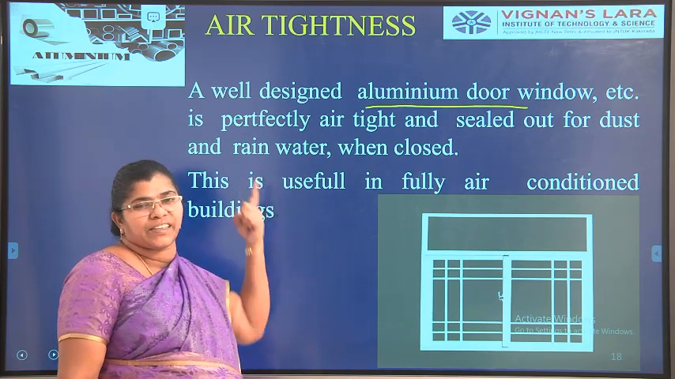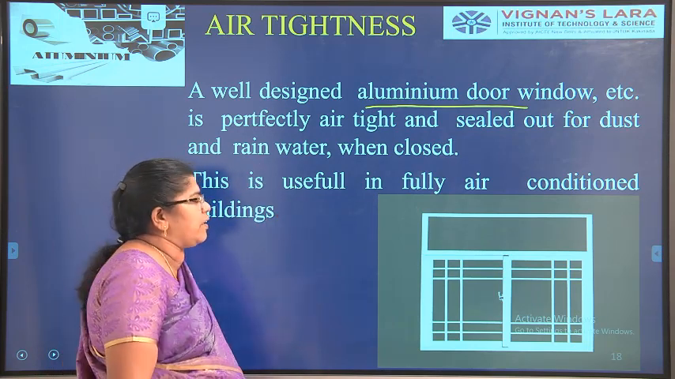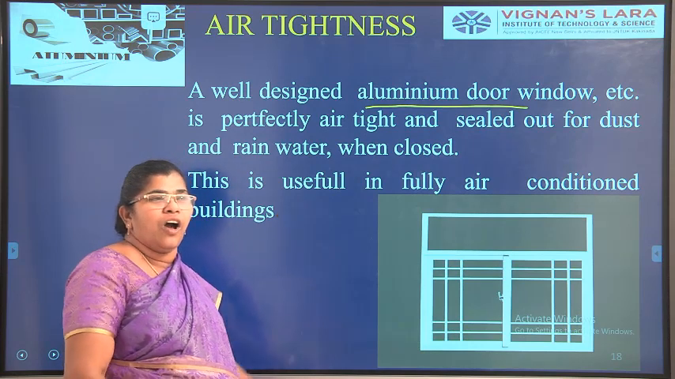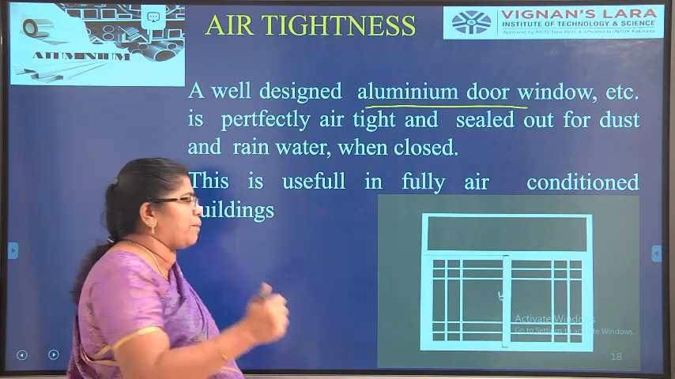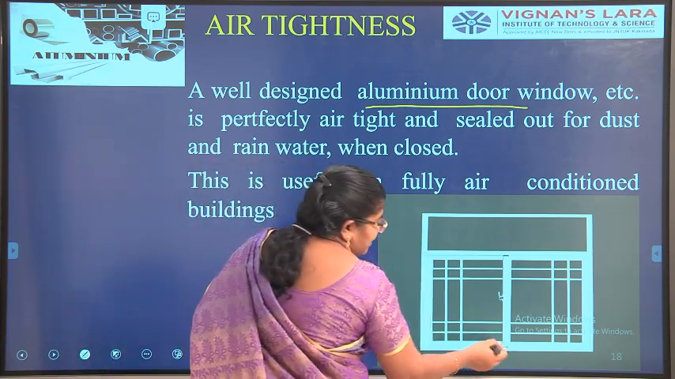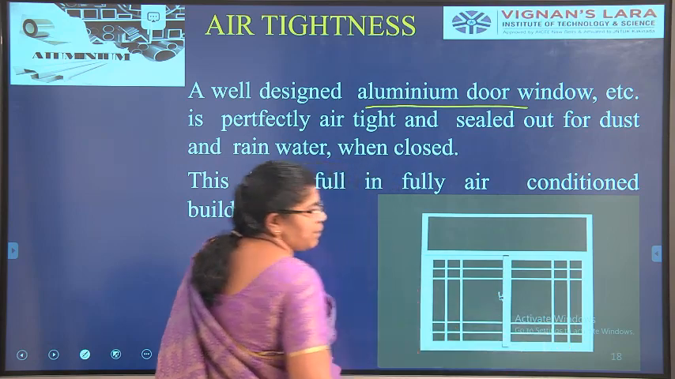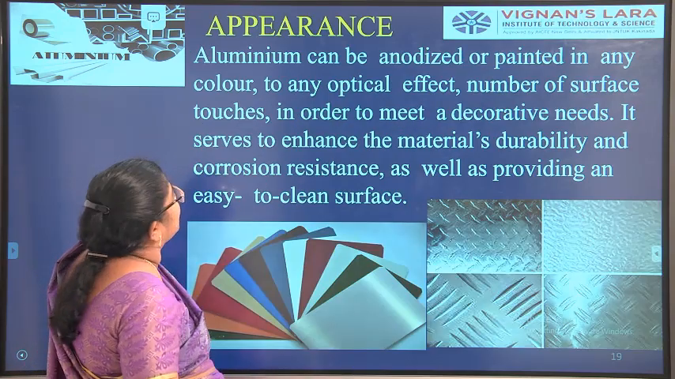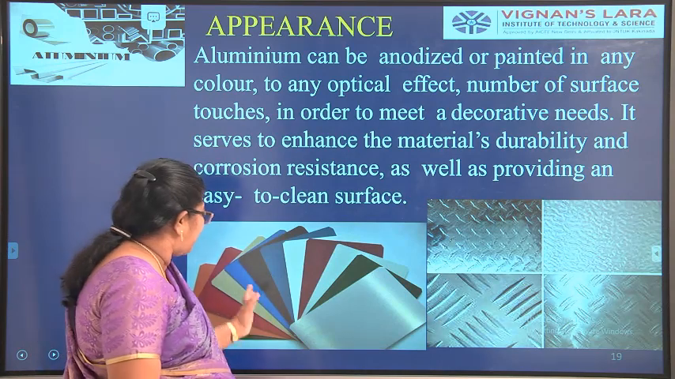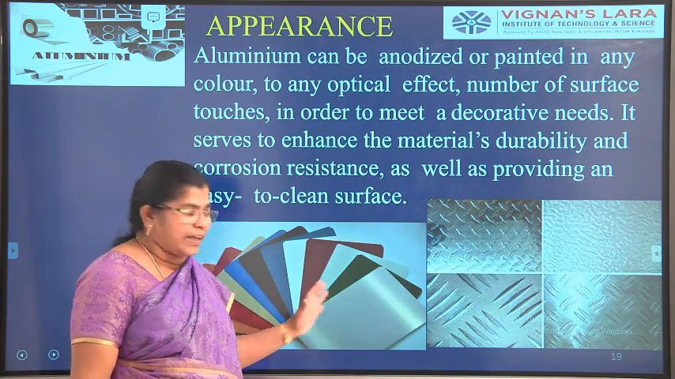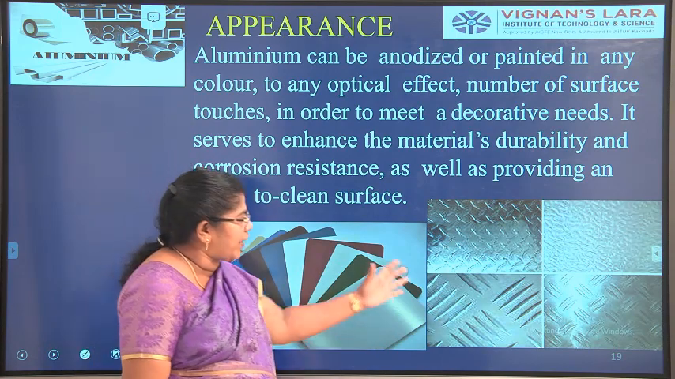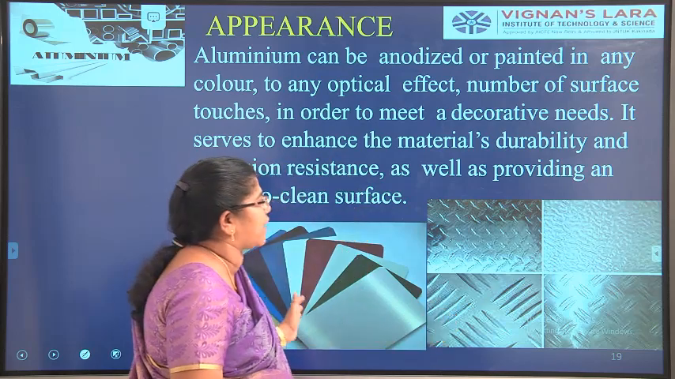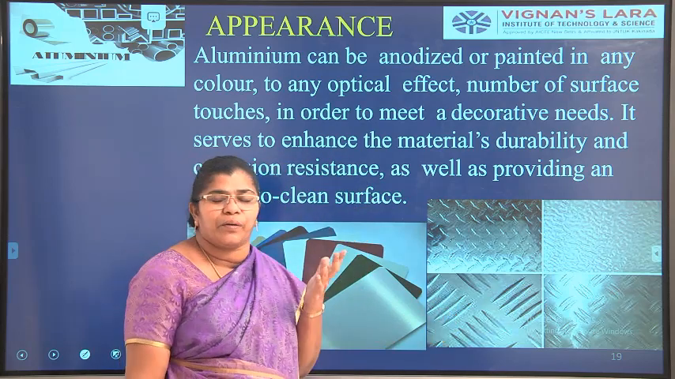First one, it is because of its air tightness. We can use it as doors and windows. And for a fully air conditioned building, if you see now, almost all the windows will be made of aluminium, and also the ceilings. So it will be air conditioned. So that is air tightness. The second one is the appearance. It can be given in various colors and various designs. So the appearance can be very good, pleasant.